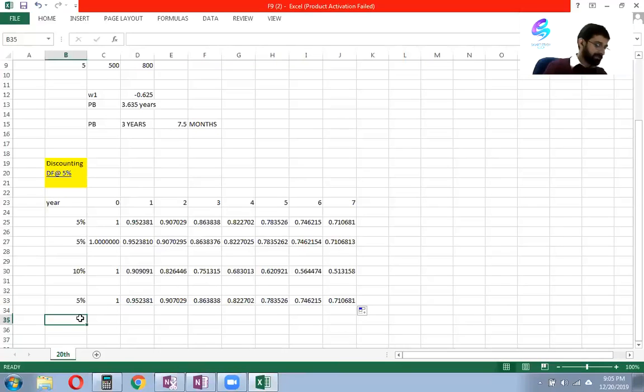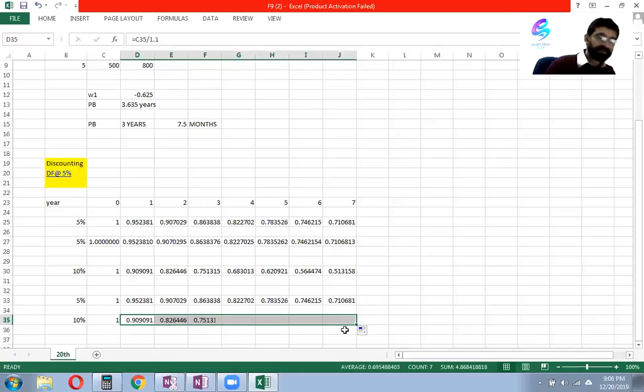Similarly, for 10%, you can say that for year 0, the value is 1, and from year 1, it will be the previous year divided by 1 plus R, or 1 plus 10%, and then you apply it on the rest of the cells.